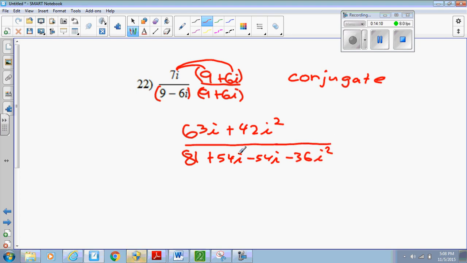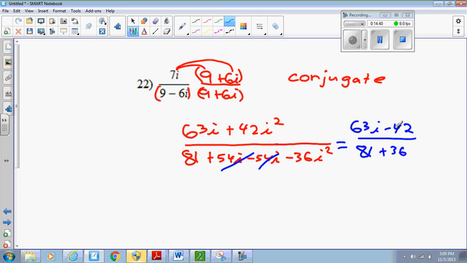Now, when you multiply conjugates together, these middle terms will always cancel out. And that's a good sign that we did it correctly. So top of the fraction, this becomes 63i, and then minus 42. In the bottom now, I have 81, and this is going to be minus 36i squared. i squared is negative 1, so plus 36.